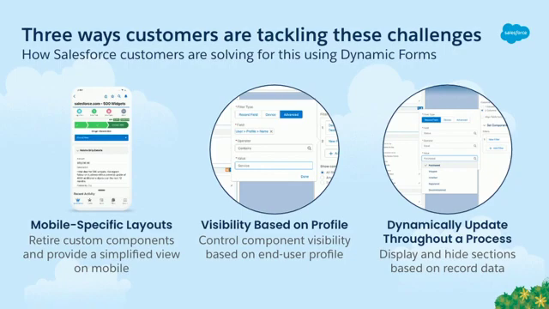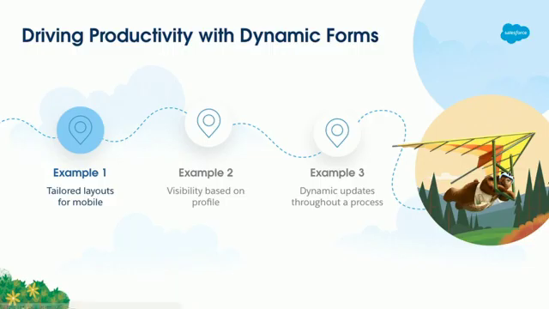The next example is a powerful example which will show you how to create a dynamic page based on a user's profile. And then the last example that we'll walk through is dynamically updating the fields that show on a page throughout a process, depending on what stage of a process you might be in. Let's go ahead and jump into that first example, the tailored layouts on mobile.